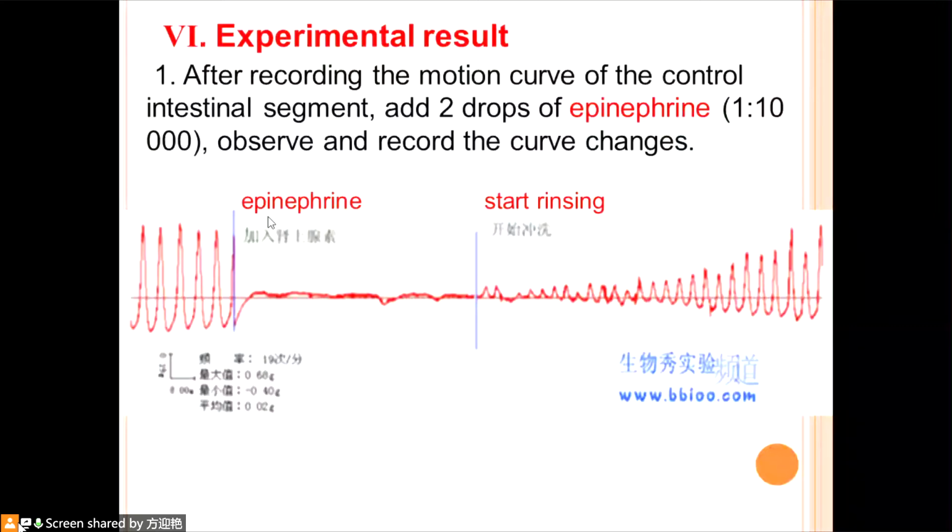Why, when we drop the epinephrine, does the smooth muscle contraction decrease? Why? Do you know? Why this phenomenon happened?